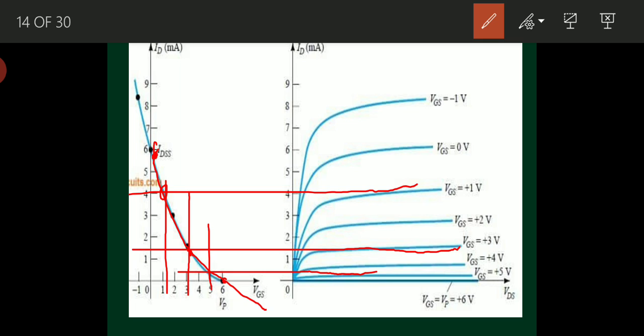So like this we can plot transfer characteristics from drain characteristics for JFET.